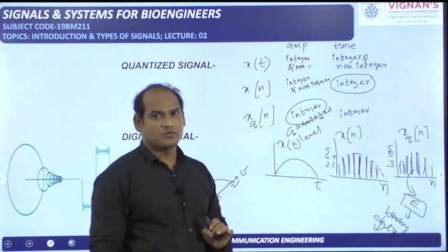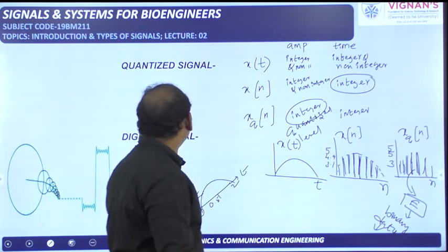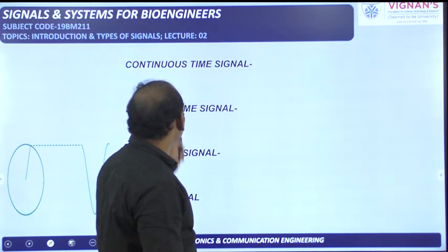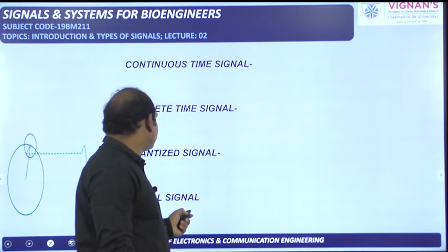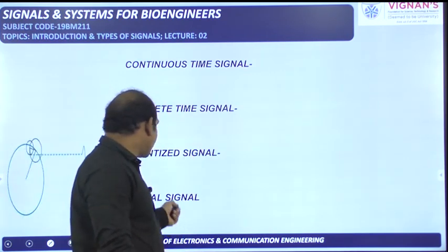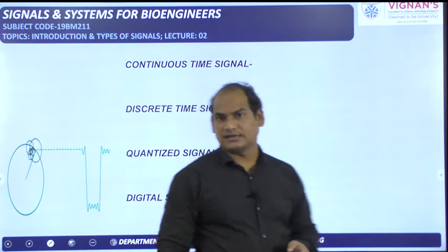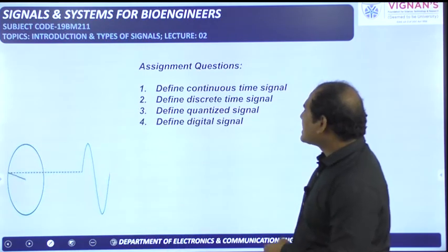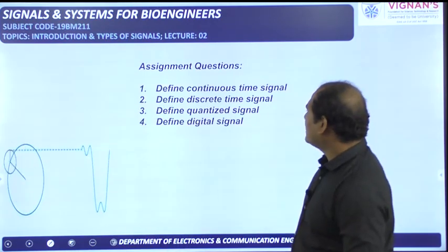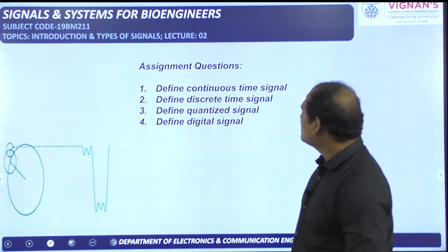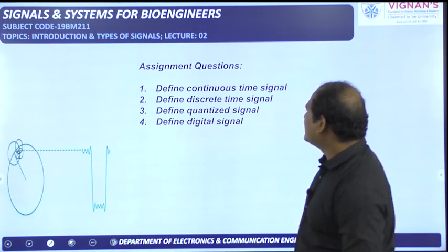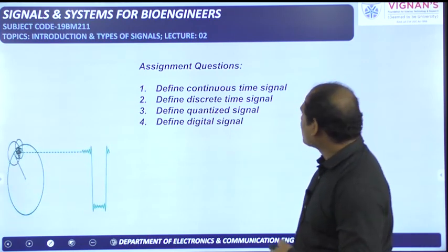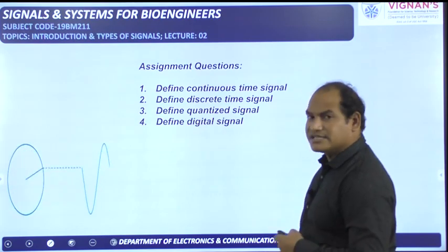That is enough. Okay, so this is about what is continuous signal, what is discrete signal, what is quantized signal, and what is digital signal. Okay, and these are the assignment questions. Just definitions I am asking. You can also draw the example signals. That is, define continuous time signal, define discrete time signal, define quantized signal, and define digital signal.